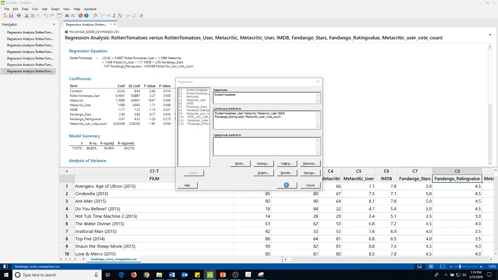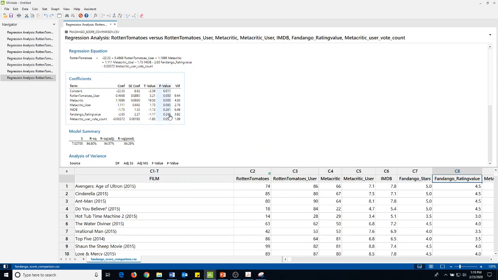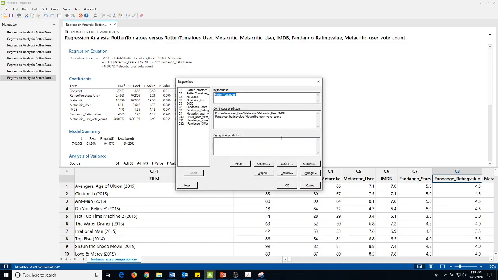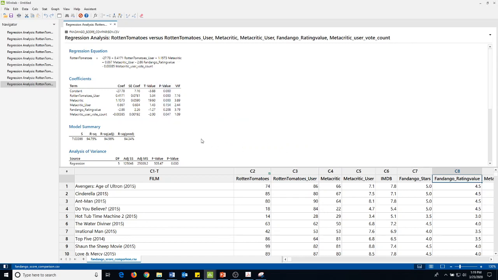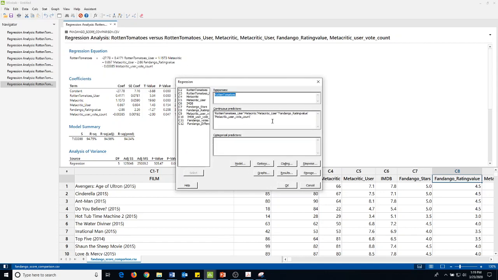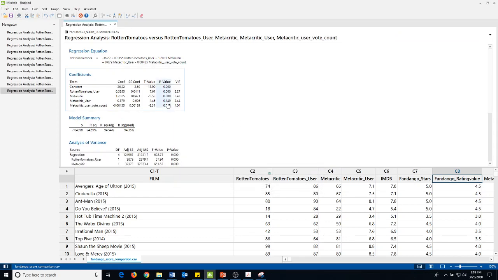Okay. And now I remove the largest one, the IMDb, which is interesting that these may not be as highly correlated. So it might be a difference of opinion between the two movie services. And then the Fandango rating value. And maybe the Metacritic user.